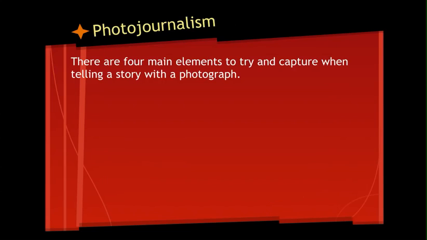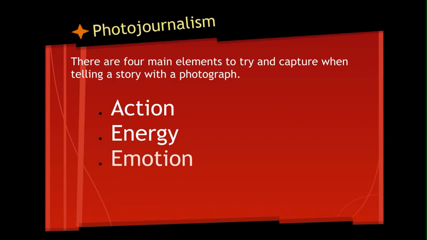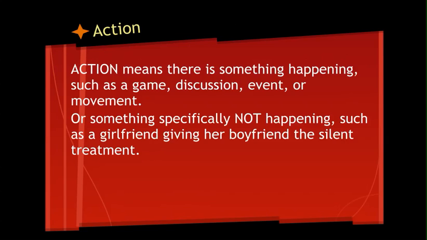There are four main elements to try and capture when telling a story with a photograph. The first is action. The second is energy. The third is emotion. And the fourth is reaction. Now, action means there's something happening, such as a game, a discussion, event, or movement. It can be as simple as that.